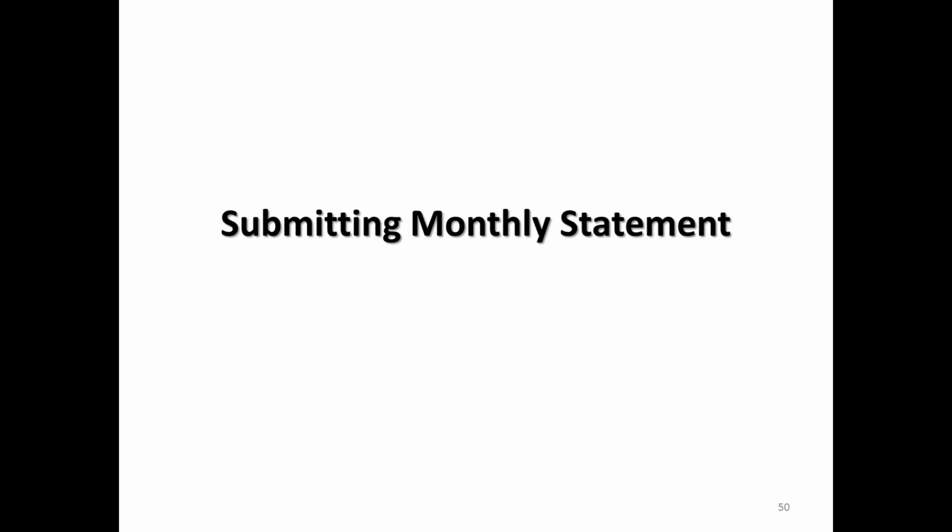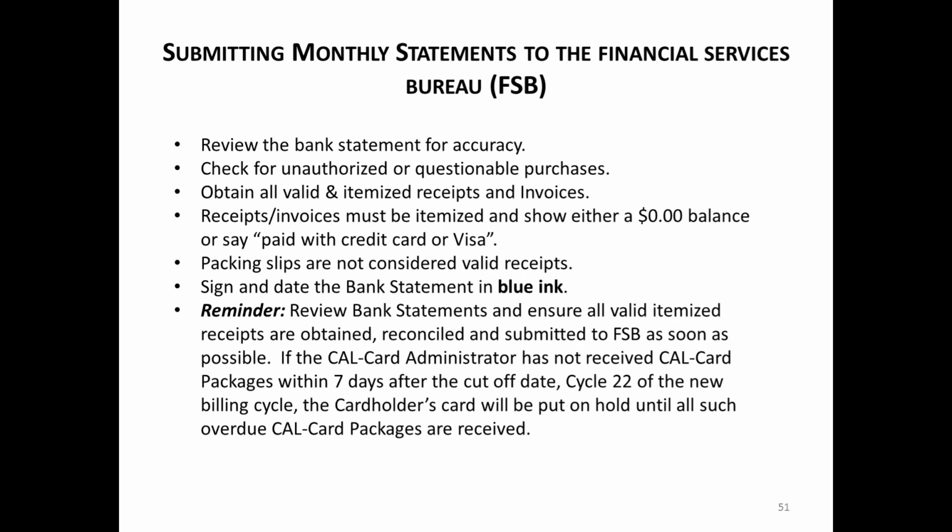Submitting the monthly bank statement. Review the bank statement for accuracy. Check for unauthorized or questionable purchases. Obtain all valid and itemized receipts and invoices. Receipts and invoices must be itemized and show either a zero balance or say paid with credit card or Visa. Packing slips are not considered valid receipts. Sign and date the bank statement in blue ink.